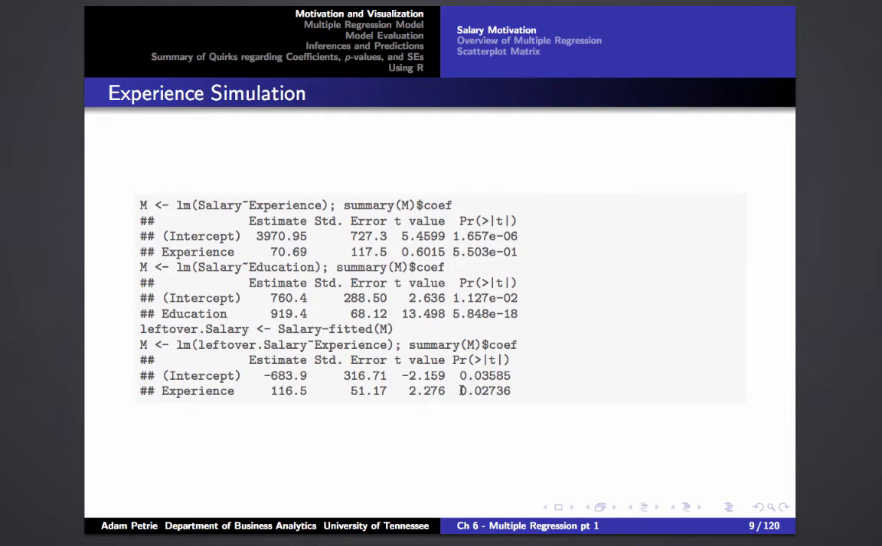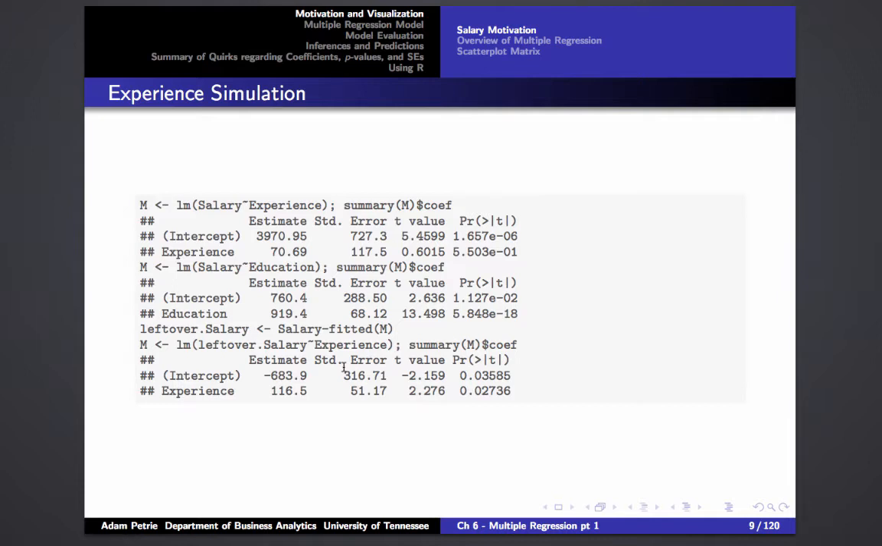Well, if we do that, we find that, yes, there is a statistically significant association between the experience someone has and the amount of salary they have that's left unaccounted for by education. And in fact, the coefficient is right about the truth. The truth is 100. What we're estimating is 116 here. So in the end, we actually do figure out that, yes, experience does seem to matter when determining salary, but we were only able to stumble upon that after we accounted for the effect of education.